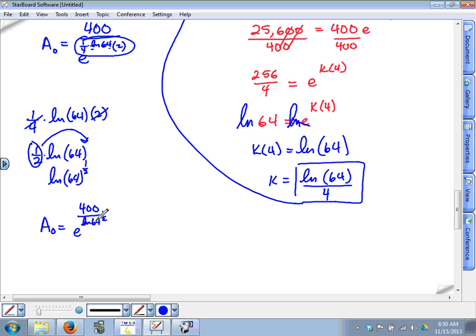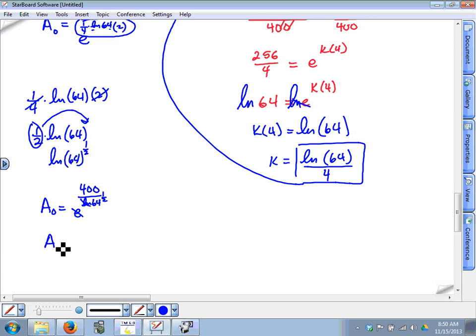Well, no, the 64 is inside of the logarithm function. The 1/2 is just an exponent. E to the natural log cancels. So now this turns into a sub 0 is equal to 400 over 64 to the 1/2, which is 400 over 8, which is 50, there you go.